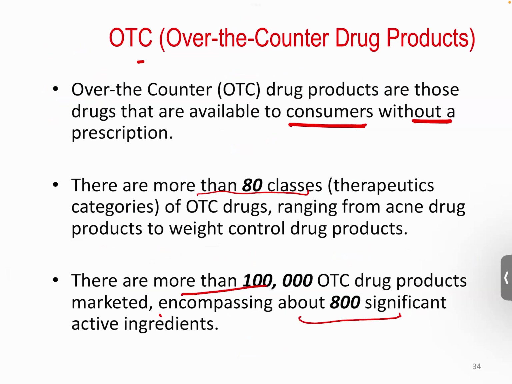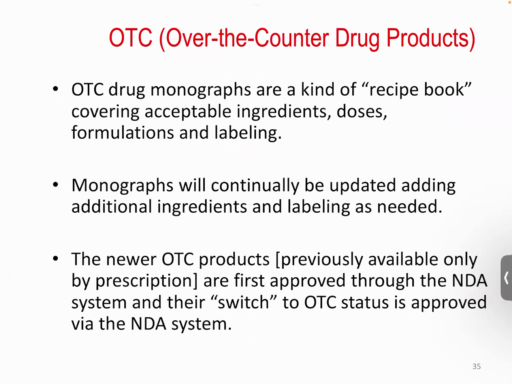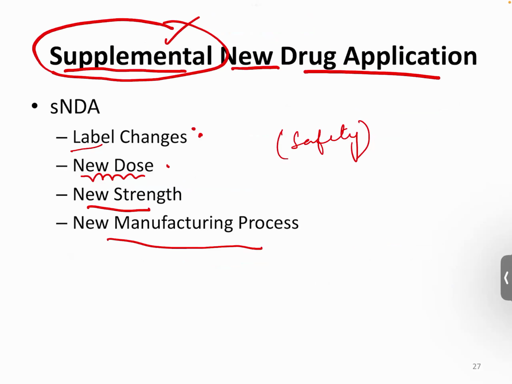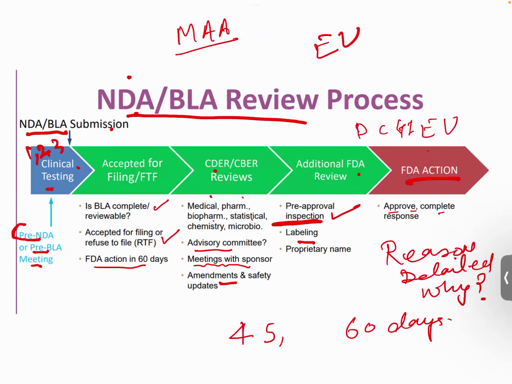So what we covered today: the ANDA application, which is for your generic product, and the supplement new drug application, which is used if there is a change in label, dose, strength, or anything. The NDA and BLA applications are for your new drug and new vaccine after phase 3, and the IND is to start human testing. So that's all from my side, right? We can discuss the questions.